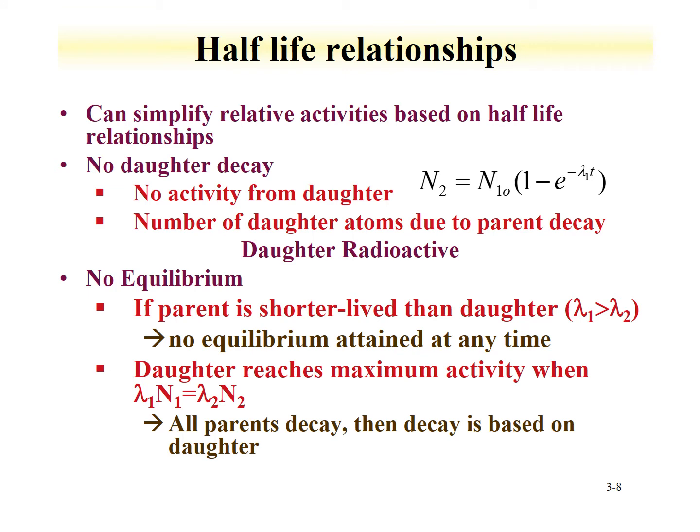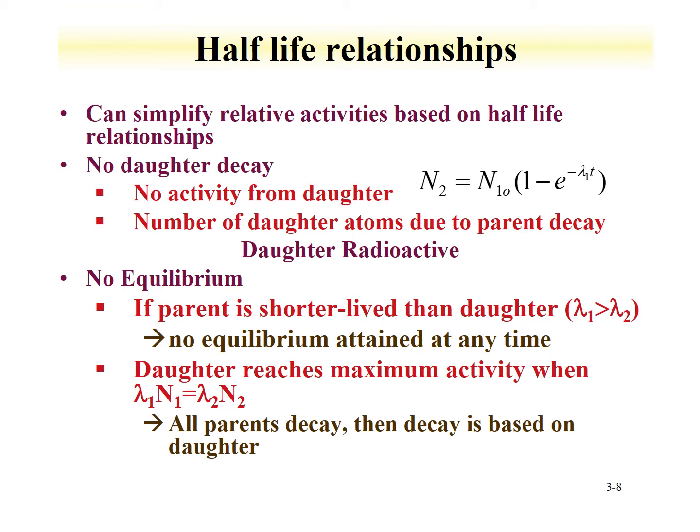In the previous slide, we used a differential to evaluate conditions where the maximum amount of daughter would be created from the decay of a parent. We can actually make some more simple relationships based upon the relative differences between the decay constant of the parent and the decay constant of the daughter, or the half-life relationships. So in other words, if the half-life of the parent is much longer than the half-life of the daughter, you can simplify some of the equations.